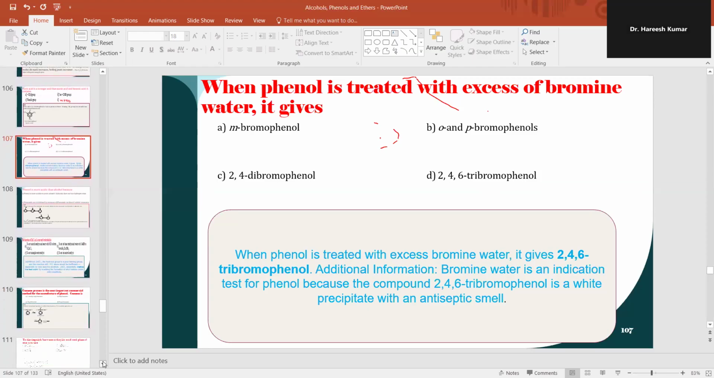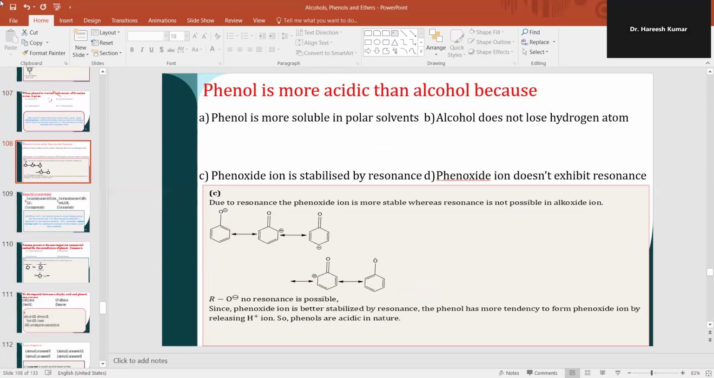Let's take another question. So phenol is more acidic than the alcohol because phenol, when it is treated with a base, forms a phenoxide ion. This phenoxide ion is stabilized through resonance, whereas the alkoxide cannot stabilize through resonance. That's the reason phenol is more acidic compared to other ones. Let's take another question.